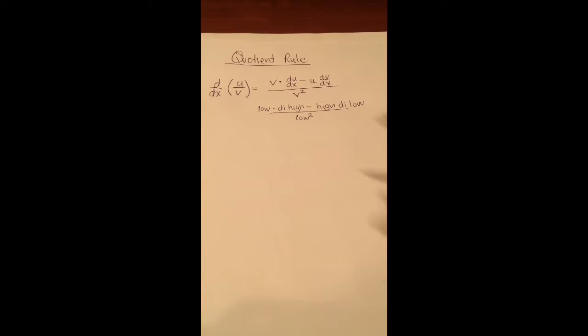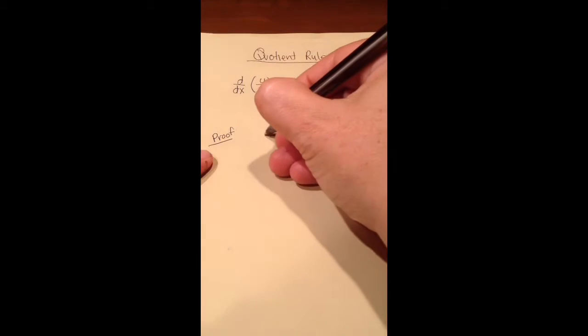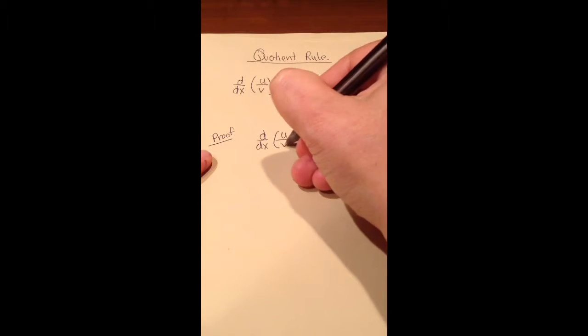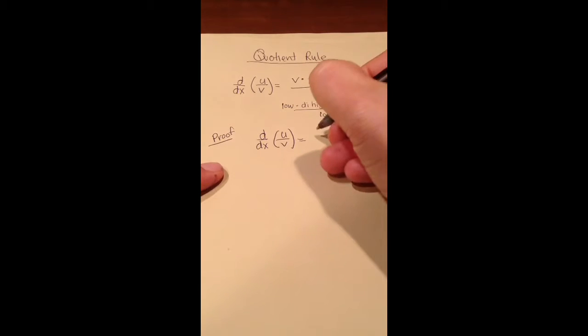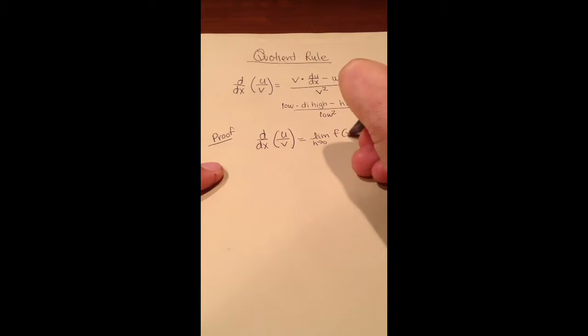Okay, so let's get into a proof of why this is what it is. To prove it, we're going to take the derivative of u divided by v. And we know that that's going to be equal to the limit as h approaches 0 of f of x plus h minus f of x over h. Okay, and just to double check, our function is f of x equals u over v.